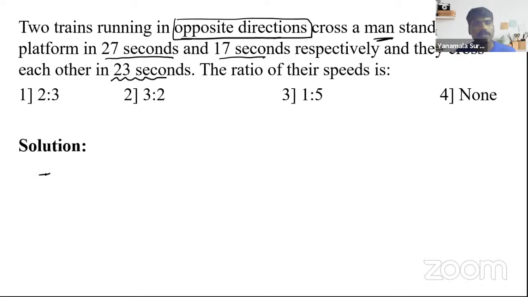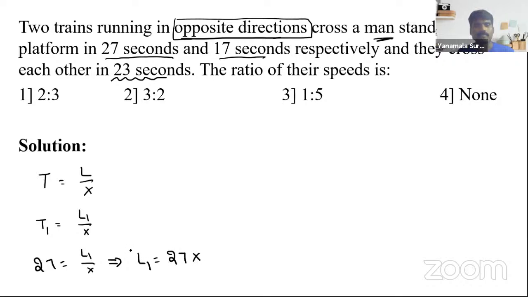Regarding the first train, T equals L divided by X, length of the train divided by speed of the train. Now I'm going to call it T1. T1 equals L1 divided by X. I mean to say that the first train is traveling with the speed X kilometers per hour, and the first train length is L1. The time taken is 27 seconds. So 27 equals L1 divided by X. That implies L1 equals 27x. Then I got the first equation.